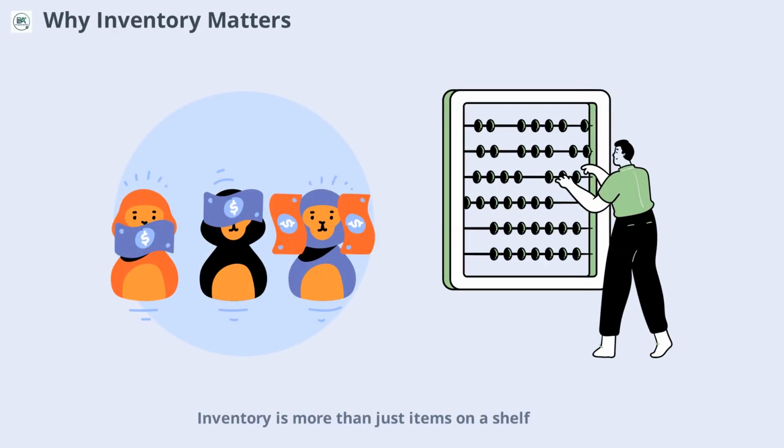Inventory is more than just items on a shelf. It represents a significant investment for many businesses and directly affects profitability. Accurate inventory measurement ensures that financial statements reflect the true value of a company's assets. Overstating inventory can mislead investors and managers, while understating it can hide potential profits. That's why IAS 2 sets strict rules for how inventory should be valued and reported.